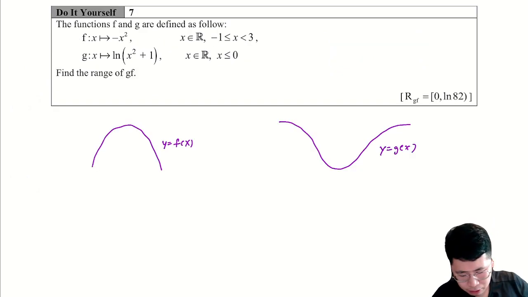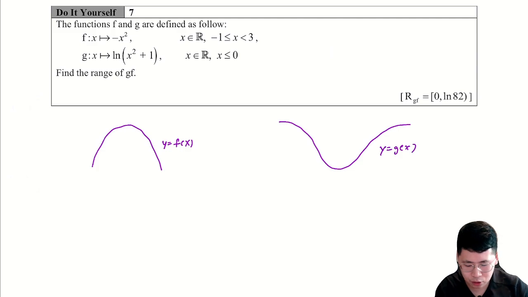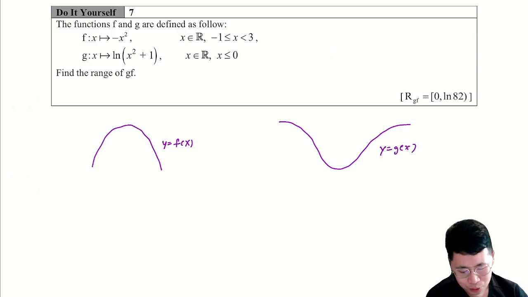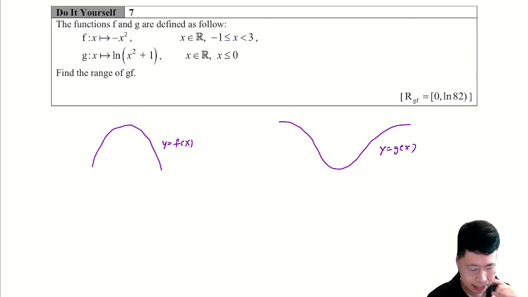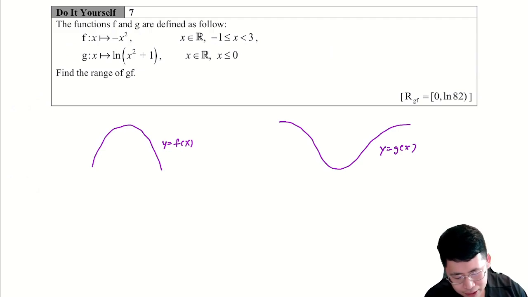So let's take a look at do it yourself 7. You can do it yourself first, or you can just refer to this as you do, or after you finish doing, then you can come back and check. Up to you, but you try to do it yourself. So we got two functions f and g. F is defined for a restricted domain. Gx is defined for a restricted domain as well. So let us find the range of GF.